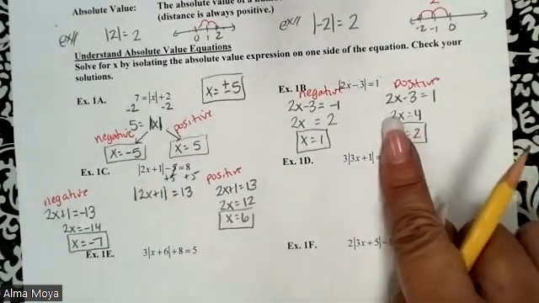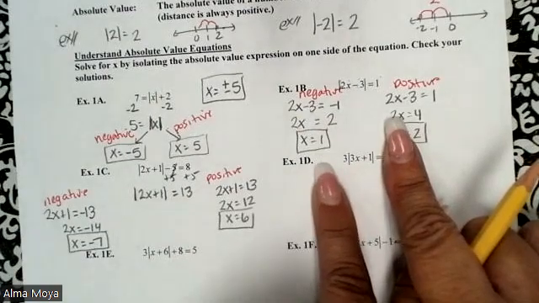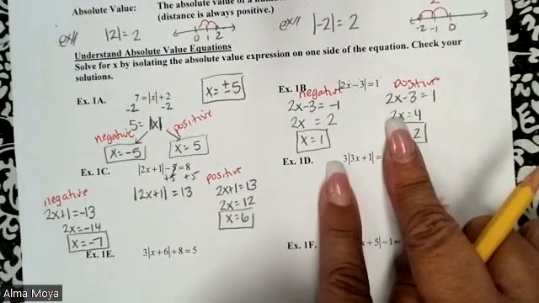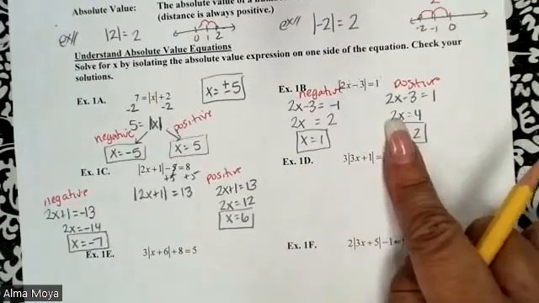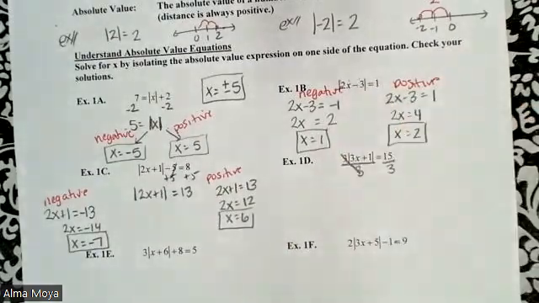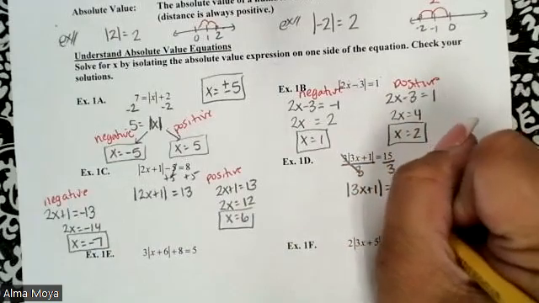Example 1D, I have to isolate the absolute value. So I have to get rid of that times 3 on the outside. Do not try to distribute. These are not parentheses, so do not distribute the 3 on the outside. So I need to divide both sides by 3 to get rid of that 3 on the outside of the absolute value. So now I have absolute value of 3x plus 1 equals 5.